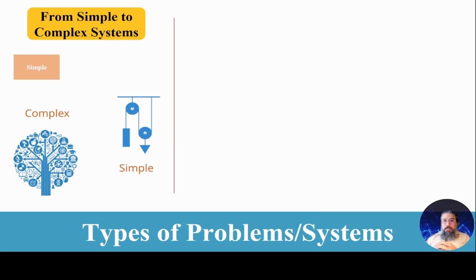Let's quickly review the types of the systems and problems we deal with and see which one is complex, which one is not. The first one is the category that is called simple. In the previous videos, we talked about classic mechanics type of problems. These are the one or two variables, very simple systems with linear problems. We call them linear Newtonian systems.